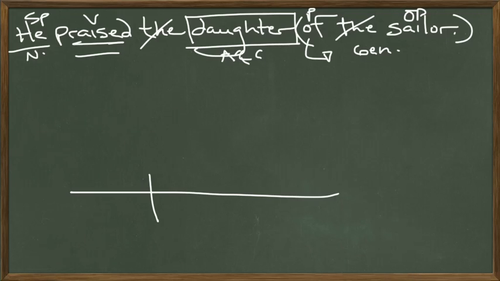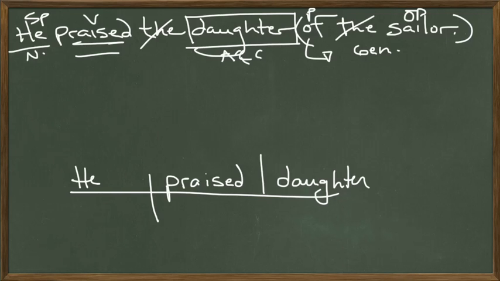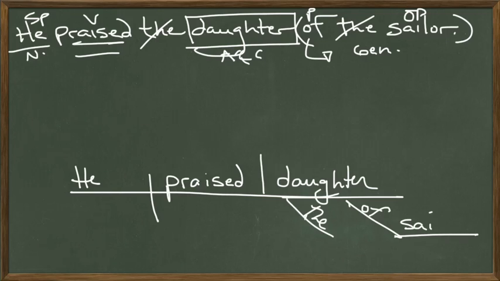Always draw a straight line and divide it. He, subject on the subject side, praised, verb on the verb side. We now have our basic sentence diagrammed. But we've got a direct object to add, so we add it to the main line. He praised the daughter. And then we have a prepositional phrase again. Of the sailor. He praised the daughter of the sailor.